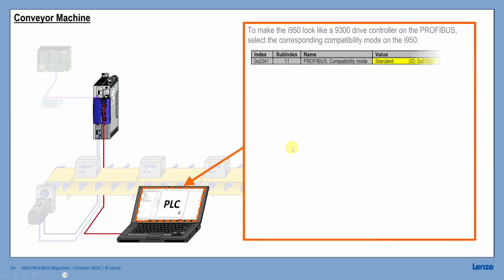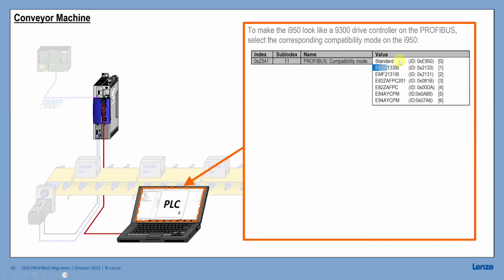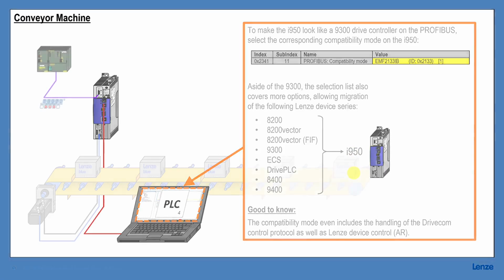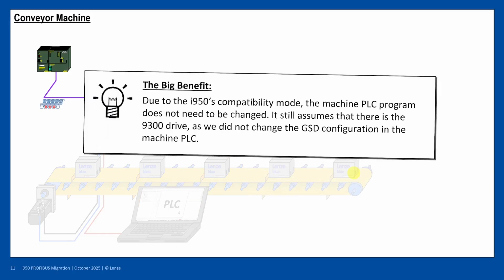Programming done. Now, let's make the i950 look like the old 9300 drive by selecting a suitable compatibility mode. Amazing! Even the selection of the DriveCom protocol or Lenze's device control are considered correctly. Are we done after downloading and starting the i950 program? We are done. No programming work is necessary in the machine PLC. Why not have some pre-configured i950 drive controllers in your stock, allowing quick replacement in urgent machine failure situations?